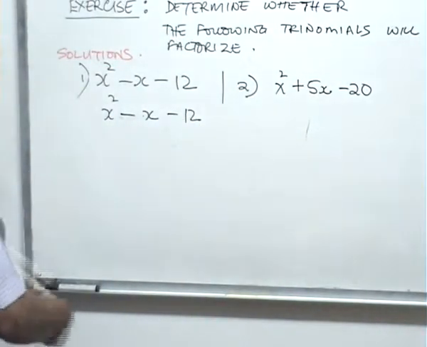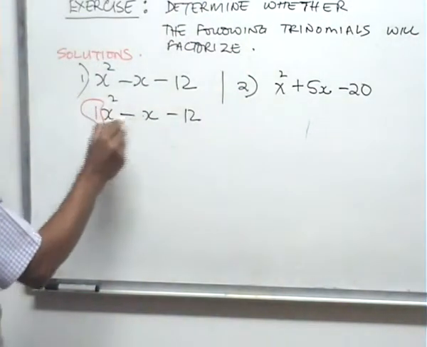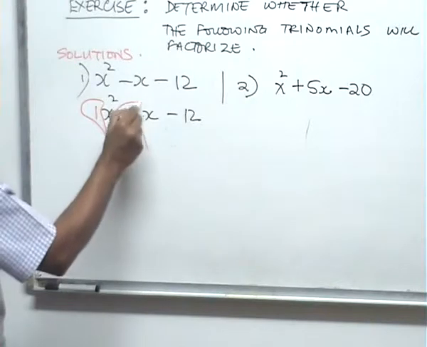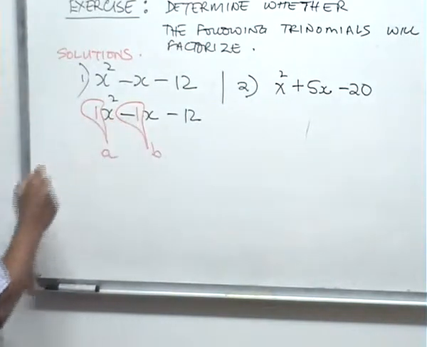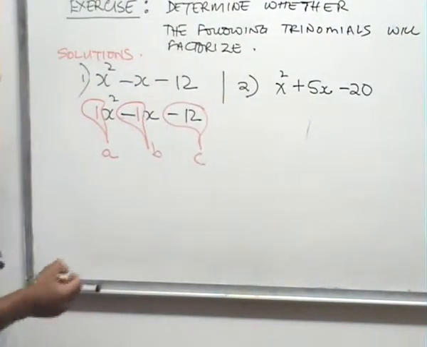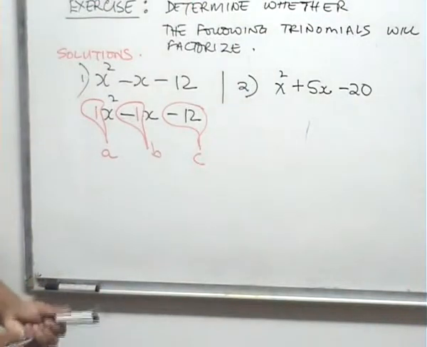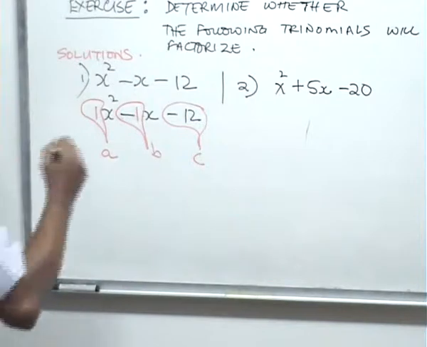So, there's A here. A is understood to be 1. There's B here. There's your A, there's your B. Well, again, that 1 is understood. And there's your C. So clearly, A is 1, B is minus 1, C is minus 12.